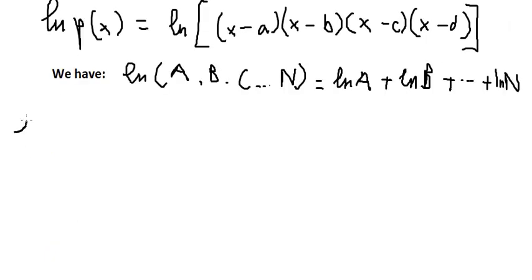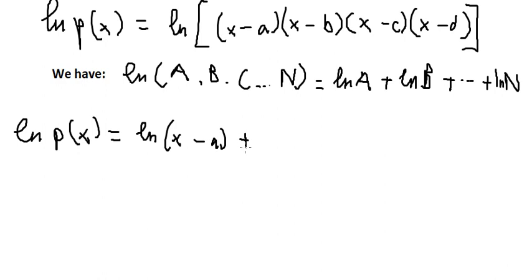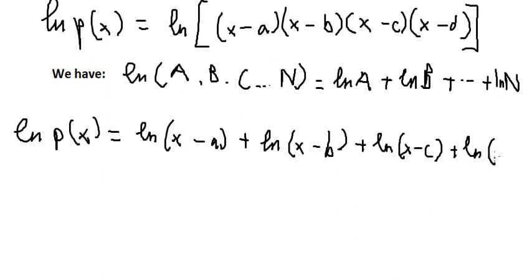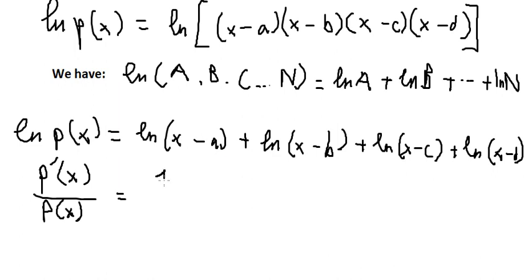So we will have ln of p(s) equals to ln of s minus a plus ln of s minus b, ln of s minus c, and ln of s minus d. So if we do first derivative for both sides, this one you got first derivative of p of s over p(s). So first derivative of this one, you got 1 over s minus a. Similar for the next one.